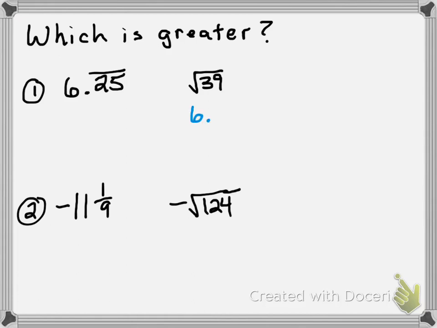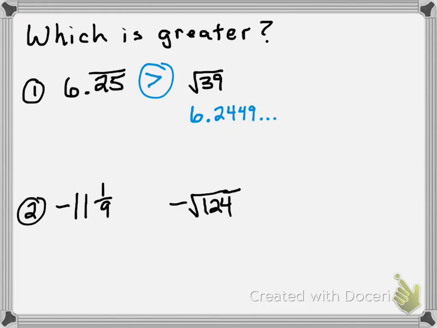I'm going to change my square root here to a decimal. So now I have 6.25 repeating and 6.2449, and it keeps going on forever because it's irrational. Now it's easy to see which one's bigger, because this one is 0.25, that one's 0.24, so this is the bigger number. 6.25 is greater than the square root of 39.